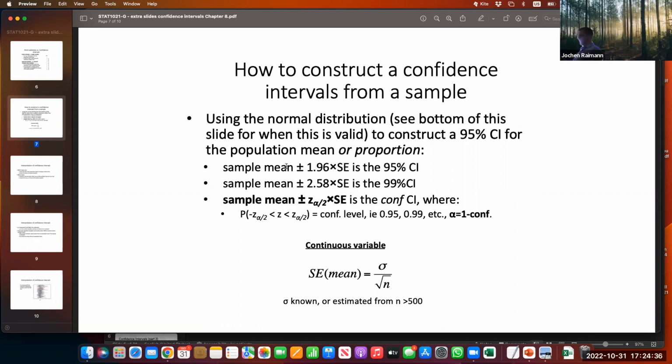Type 2 error is different. Type 2 error is where we're not rejecting, although we should have rejected. And we're getting to that when we talk about power today.